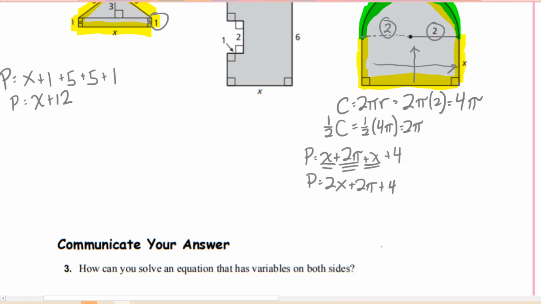So that's our perimeter. If you wanted to substitute here for pi, you know that pi is approximately equal to 3.14. So if you prefer, you can probably say 2 times 3.14 plus 4. So I think that's equal to 2x plus 10.28.